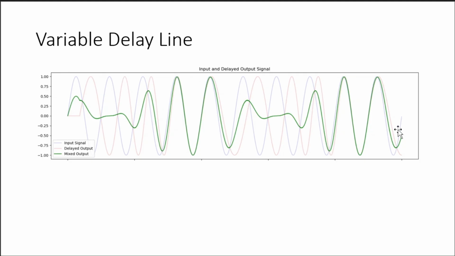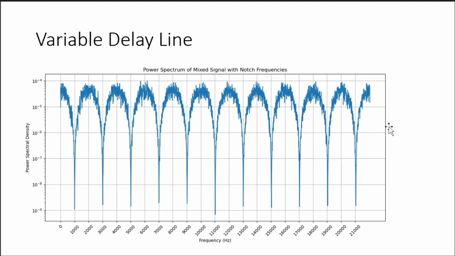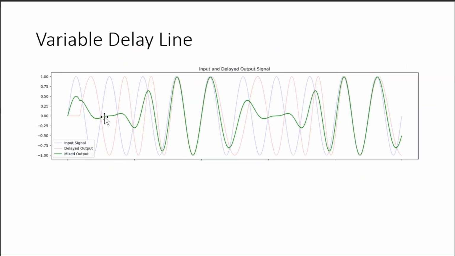And in the frequency domain, the net impact is that there are notches in the spectrum which are moving up and down, creating that jet swooshing sound. This is the spectrum of that mixed signal, and as you can see, on the horizontal axis, we have frequency starting from 0 Hz going up to 21 kHz, and on the y-axis, we have power spectral density. And what we see is that there are notches at frequencies 1 kHz, 3 kHz, 5 kHz, 7 kHz, and so on, basically all odd harmonics. These notches are because of attenuation of the signal in these zones.